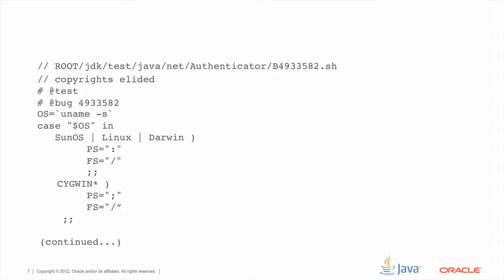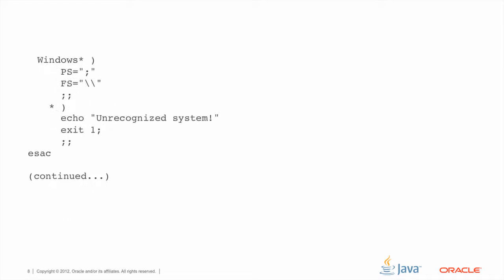So PS is path separator and FS is file separator. You can see for the Unix-like systems, we use colon and slash for that. Cygwin is a special case where we use semicolon. On Windows, we have PS and FS set to the characters that are appropriate for Windows. And finally, we have a default case that says if it's not any of the Linux or Unix systems or Cygwin or Windows, then we don't know how to deal with it, so we error out with an unrecognized system.